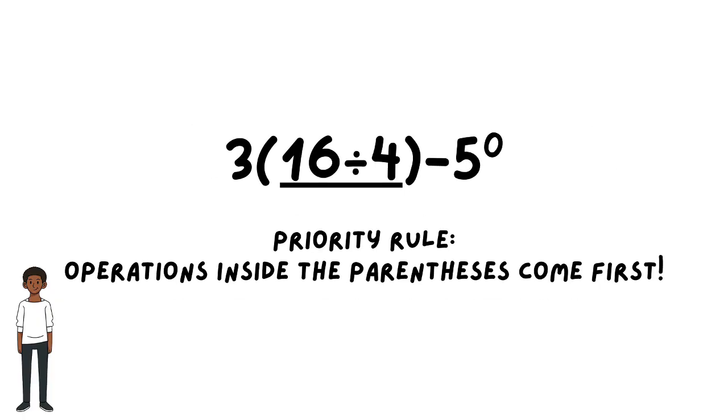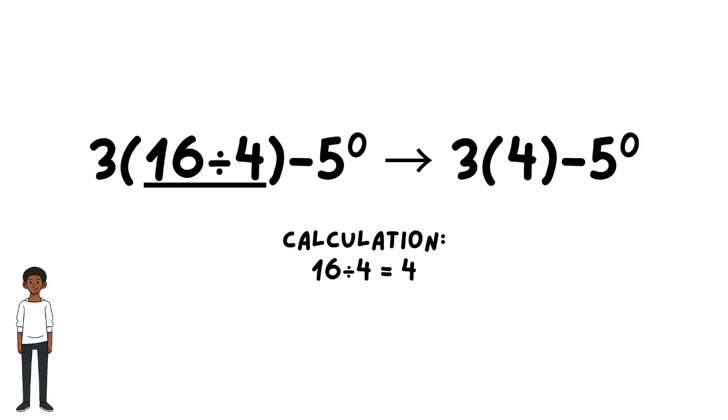According to the order of operations, we must start inside the parentheses first. That means our very first focus is evaluating 16 divided by 4. Step 1. Divide 16 by 4, which gives 4. Substituting 4 back into our expression leaves us with 3 times 4 minus 5 to the 0 power.